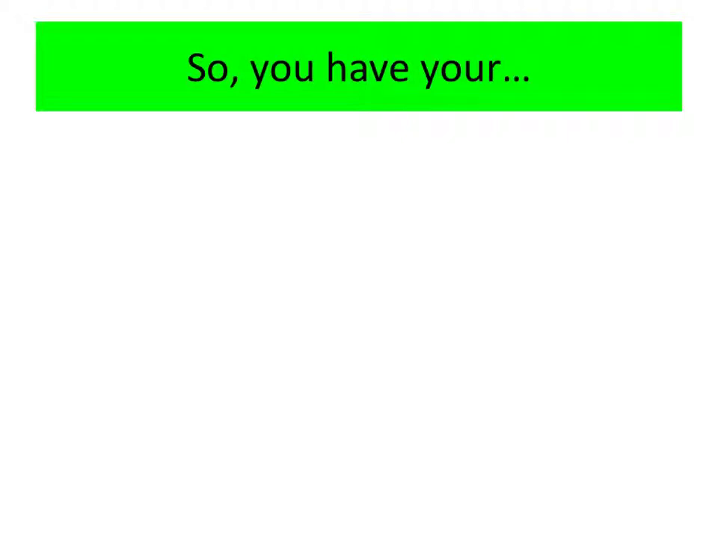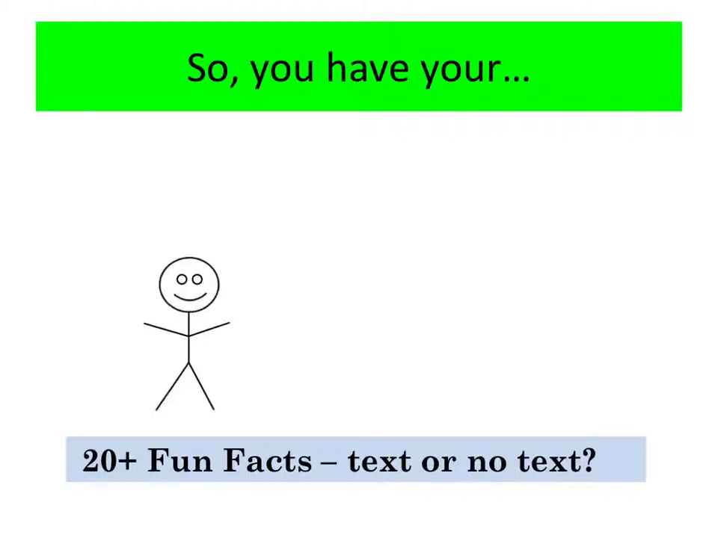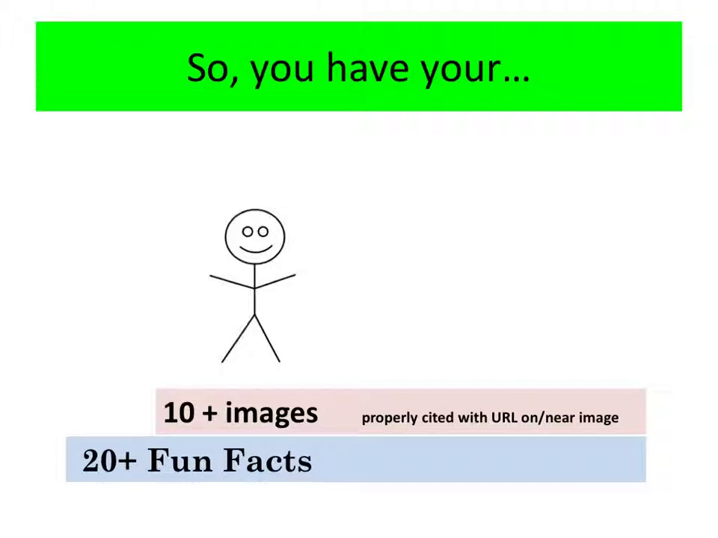So you have all your items. Let's go through them again. You have your 20 fun facts. Now, text or no text in your video? Well, you could just talk over your images with your text, but then you would have to include at the end of your project a list. Please number that list 1 to 20 or beyond of those fun facts. Make sure you have your 10 images properly cited, of course, with the URL on the actual image or near it in very small font.